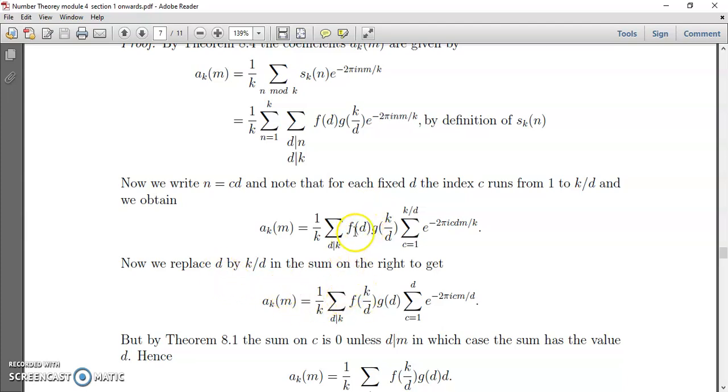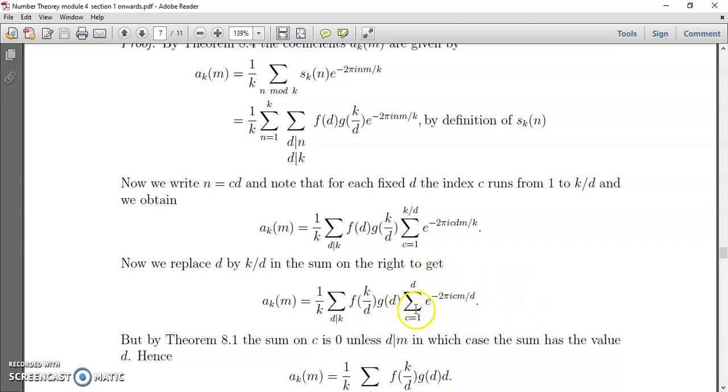So here also we are going to do that. Here we are replacing d by k/d, so f of this will become f(k/d), d dividing k, f(k/d) and g(d), and the sum over c equal to 1 to d of e^(-2πicm/d). And now what is this? This we have already seen. This summation becomes 0; this is from the earlier theorem we have studied.